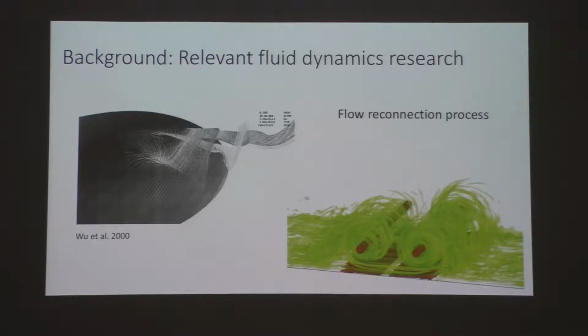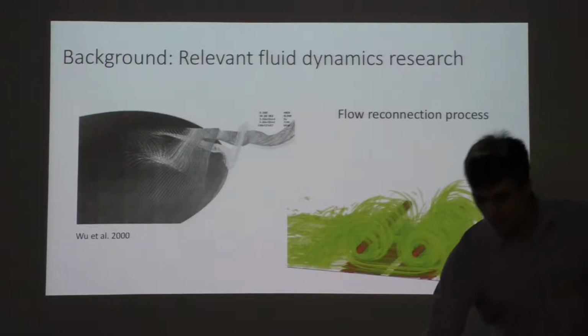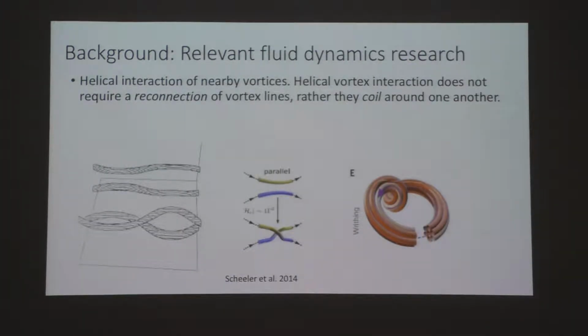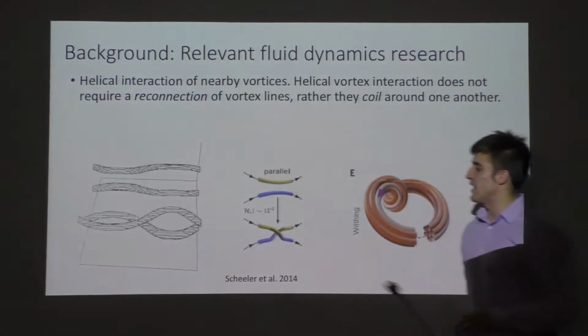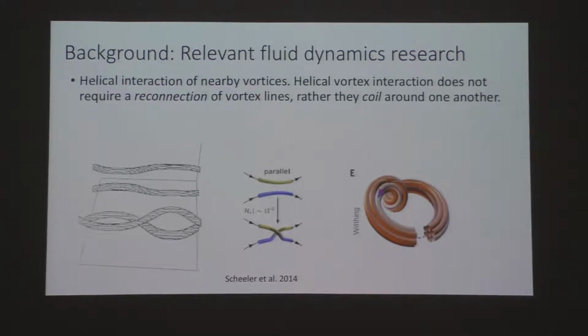On the right here is a simulation of what we were looking at in a physical flow behind a jet engine. And what we can see here in green is the crosswise component of the vorticity, and the red is the streamwise component of the vorticity. So this is demonstrating the conversion of crosswise vorticity into streamwise vorticity at the head of this rod. Some other relevant fluid dynamics research that I'll be discussing further once I've shown some of the results is that a helical interaction of vortices can take place when two streamwise vortices are parallel. This is known as a winding process, and they do not actually reconnect with one another, they simply wind around one another in this model.